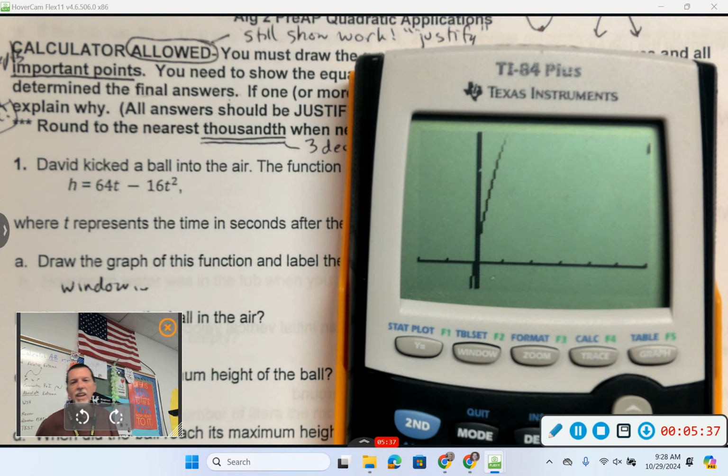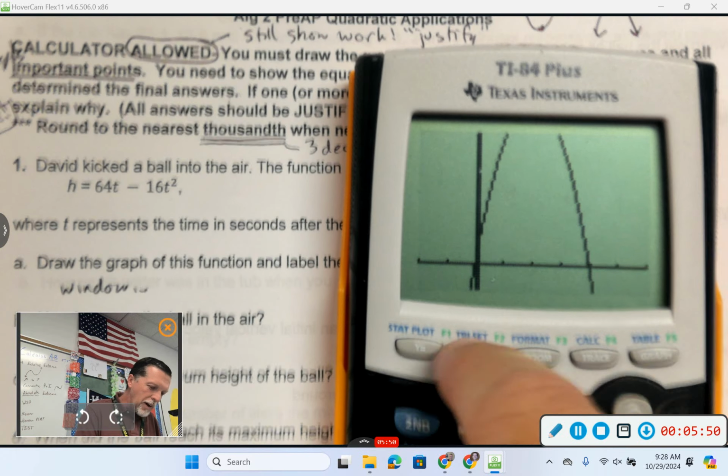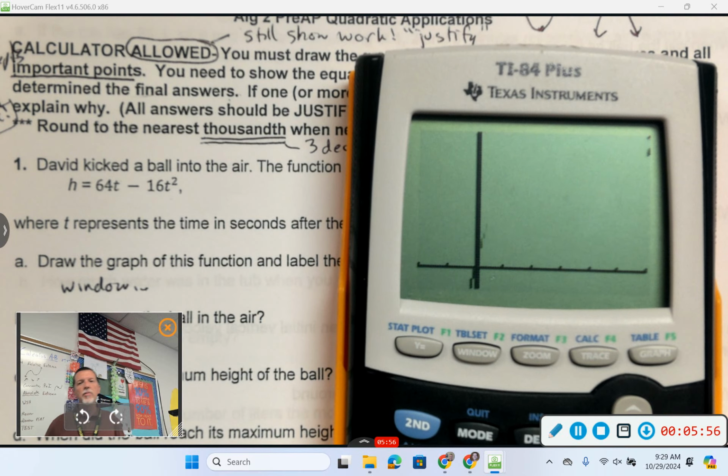So I try 50 and not enough. My X's are good. Like, I'm fine with those X's. I could narrow it a little bit, but it's close enough. But I need to see up higher. So maybe 70, 75, 100. I don't know. As long as you can see the max, we're good.